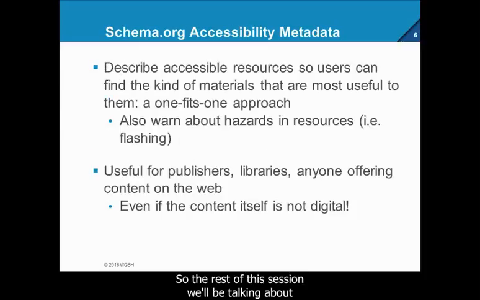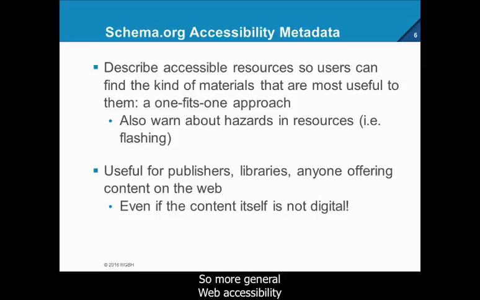So the rest of this session will be talking about the schema.org accessibility metadata and what it's for, how you can use it, and what you might start doing now in different roles to help make it more useful. So what is schema.org accessibility metadata? It's a way to describe accessible resources so users can find the kinds of materials that are most useful to them. And this is sometimes called a one-fits-one approach.